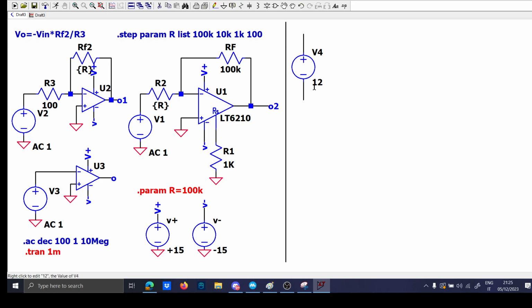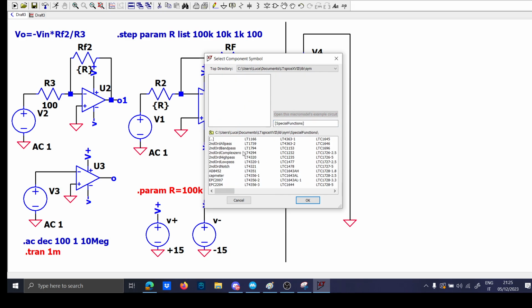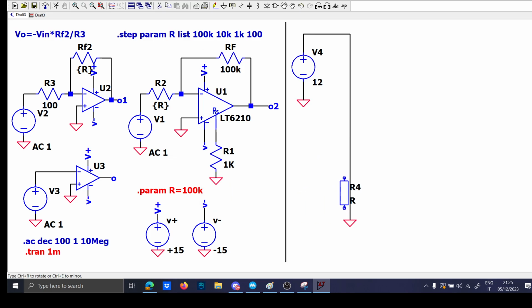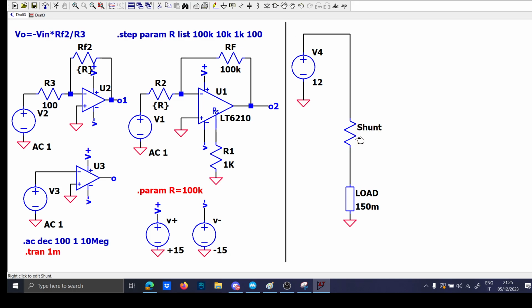So let me use a 12-volt source, and let me use a load. Let's use the European resistor, under special function, miscellaneous. So this will be my load. Let us put, I don't know, 150 milli. And let's use the shunt. Let us put 100 milli. Yeah, the load is similar to the shunt, but by the way, these are just random values.